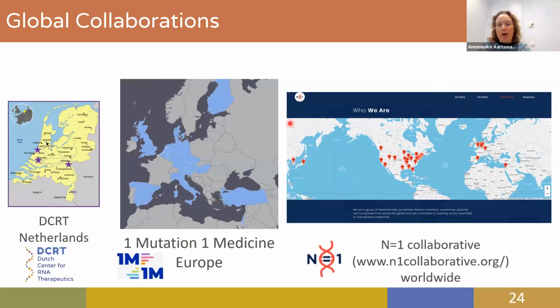Then we're also aligned globally. So you can see the Netherlands here, but you can see that there's people from different countries. There's even Japan. This is coordinated from Boston. So the mother of Mila, Julia, and the first clinician who injected Mila, Tim Yu, they have said, we need to have a collaborative effort, the N-of-1 collaborative, to really align these things worldwide.